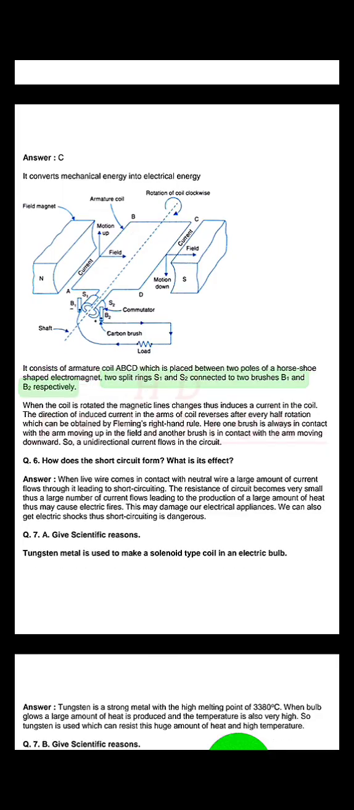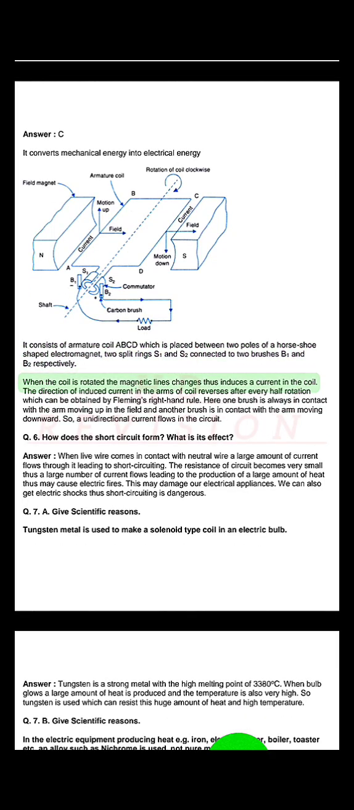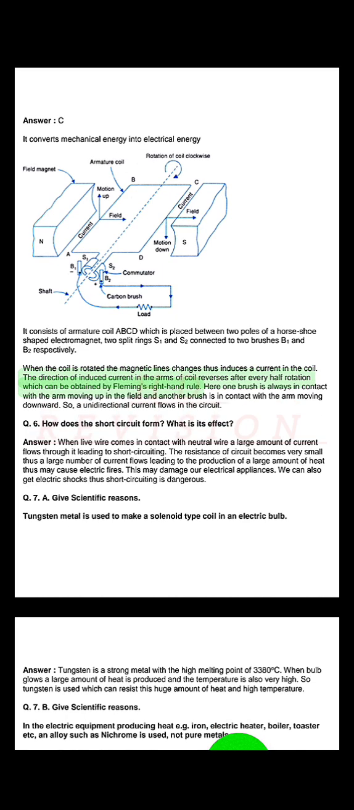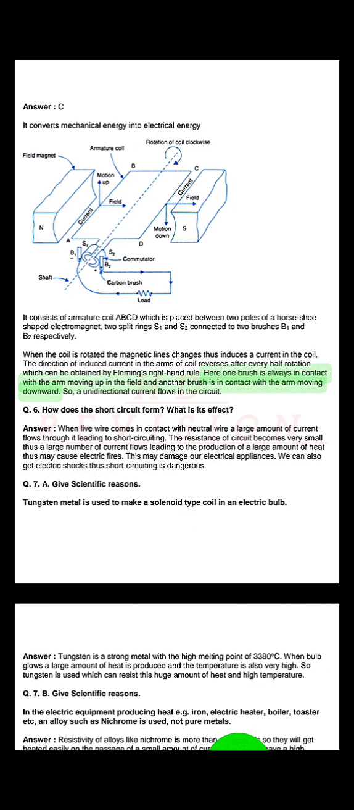It consists of armature coil ABCD, which is placed between two poles of a horseshoe-shaped electromagnet, two split rings S1 and S2 connected to two brushes respectively. When the coil is rotated, the magnetic lines change, thus inducing a current in the coil. The direction of induced current in the arms of the coil reverses after every half rotation, which can be obtained by Fleming's right-hand rule. Here one brush is always in contact with the arm moving up in the field and another brush is in contact with the arm moving downward. So, a unidirectional current flows in the circuit.